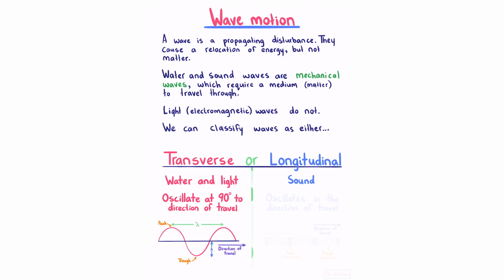Longitudinal waves, such as sound, oscillate in the direction of travel. So if our wave is once again traveling towards the right, our longitudinal wave is just a series of compressions and expansions, meaning that the particles are oscillating in the direction of travel. Once again, our distance for one wave cycle, or peak to peak, is the wavelength lambda.